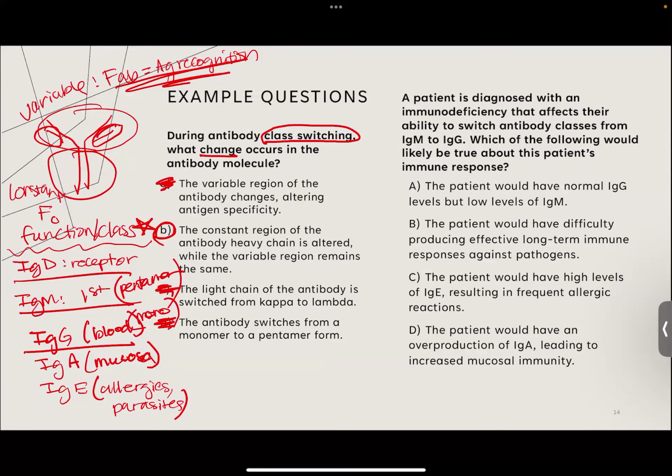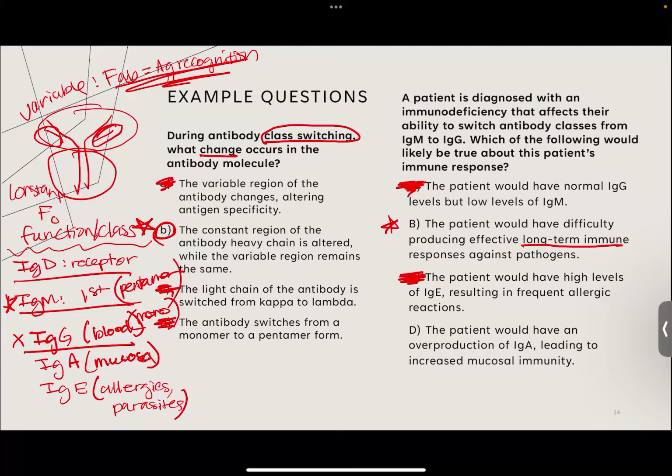A patient is diagnosed with an immunodeficiency that affects their ability to switch antibody classes from IgM to IgG. So they will be stuck with this IgM and they won't be able to go to the IgG. Which of the following would likely be true about this patient's immune response? The patient would have normal IgG levels, but low IgM? No, probably their IgG would be lower. The patient would have difficulty producing effective long-term immune responses against pathogens? Possibly. Let's look at our other choices. The patient would have high levels of IgE. That doesn't relate to the IgG.